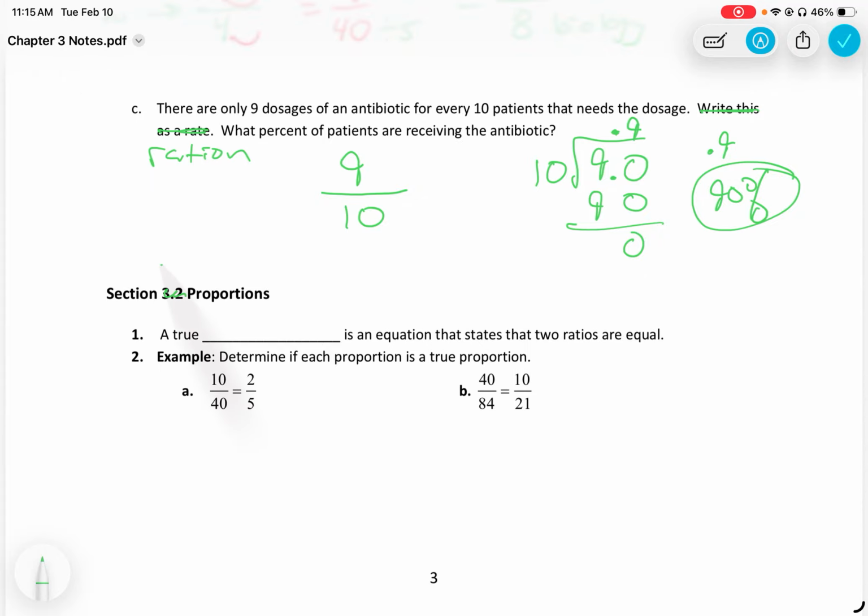Last section, this should be 3.3. A true proportion is an equation that states that 2 ratios are equal, which is a fancy way to say two fractions are equal.